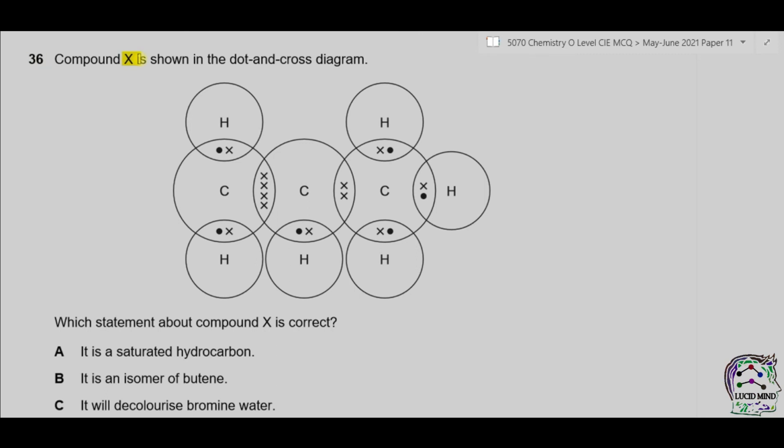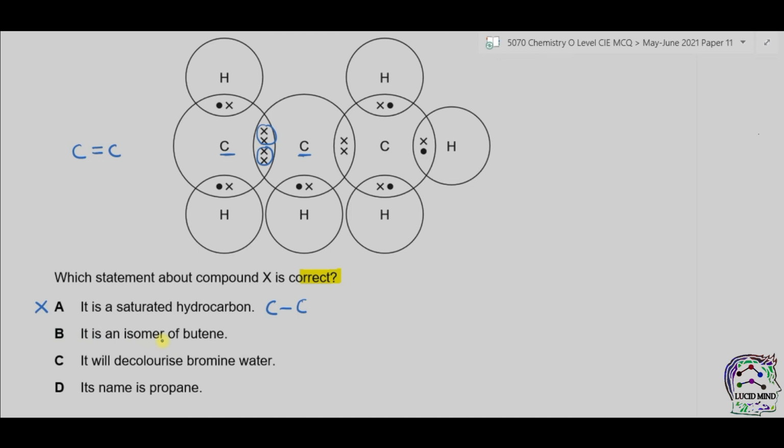Question 36. Compound X is shown in the dot and cross diagram. This is compound X. Which statement about compound X is correct? Part A, it is a saturated hydrocarbon. Now saturated hydrocarbon means that all carbon-carbon bonds must be single bonds. In this one we can see that between these two carbon atoms there are 2 pairs of electrons present. So therefore it means that it is a double bond between these 2 carbon atoms. So therefore it is not saturated, it is unsaturated.